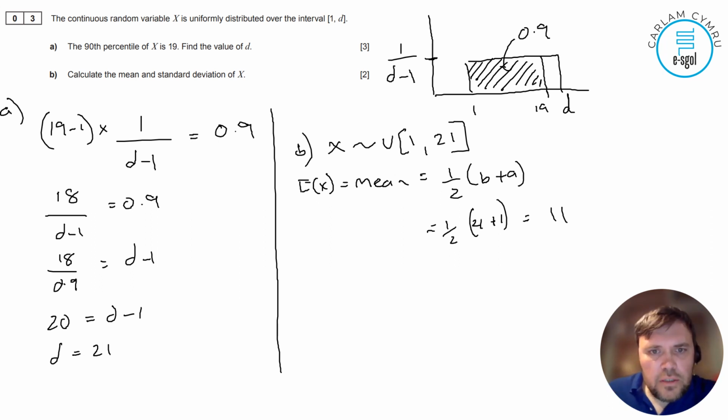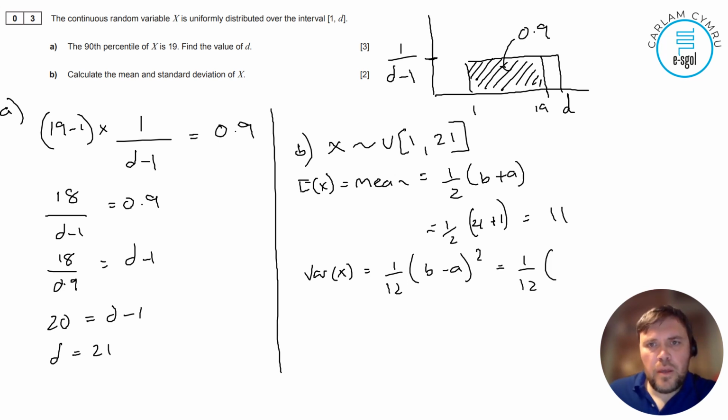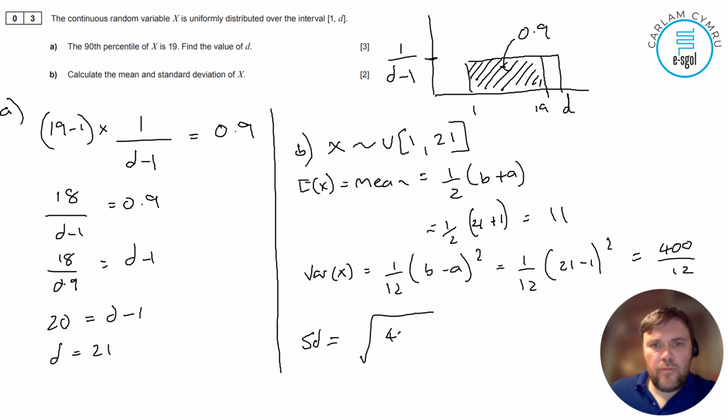And then the variance is equal to 1/12 (b minus a) squared, so it is 1/12 of (21 minus 1) squared, which is 400 over 12. That's the variance. So to work out the standard deviation, you would square root 400 over 12 to give you an answer of 5.77 to 3 significant figures. Okay, and then that would be that question answered.